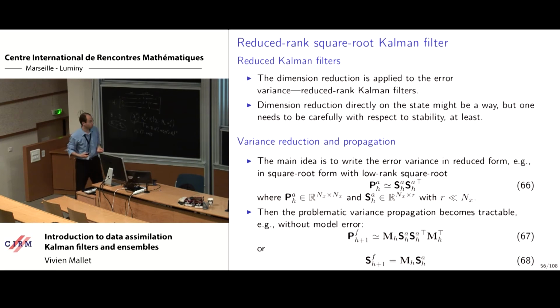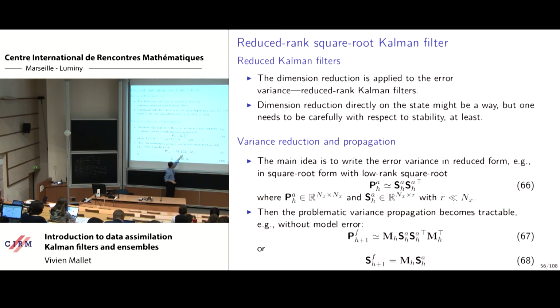And if we write it like that, then this step, the big problem, how to propagate the error variance, is not so difficult anymore, because in this one you just have to call the linearized model for every column of SA, so just R times. And if R is not too big, like 30 or something, it's perfectly tractable. So you can actually propagate a low-rank error variance. And that's what is done.